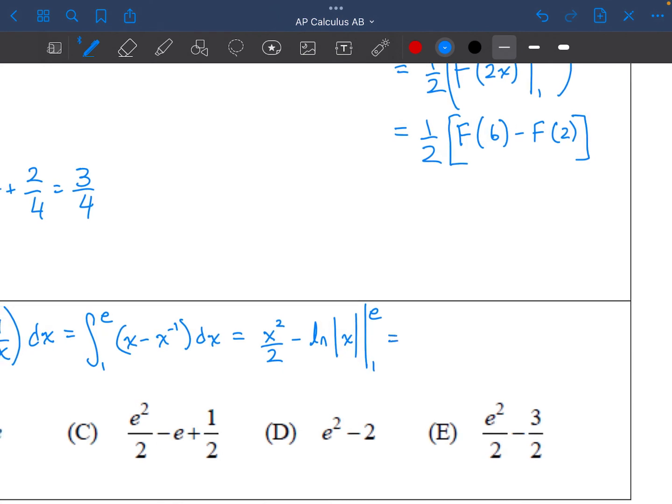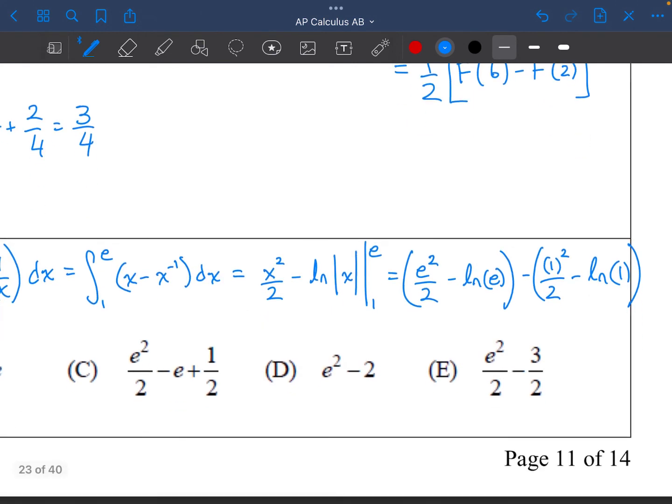All right, so let's plug in e first. That's going to give me e squared over 2 minus natural log of e, and I can just drop the absolute value because e is already positive. So that's me plugging in e, and I'm going to subtract what happens when I plug in 1, which is going to be 1 quantity squared over 2 minus natural log of 1.